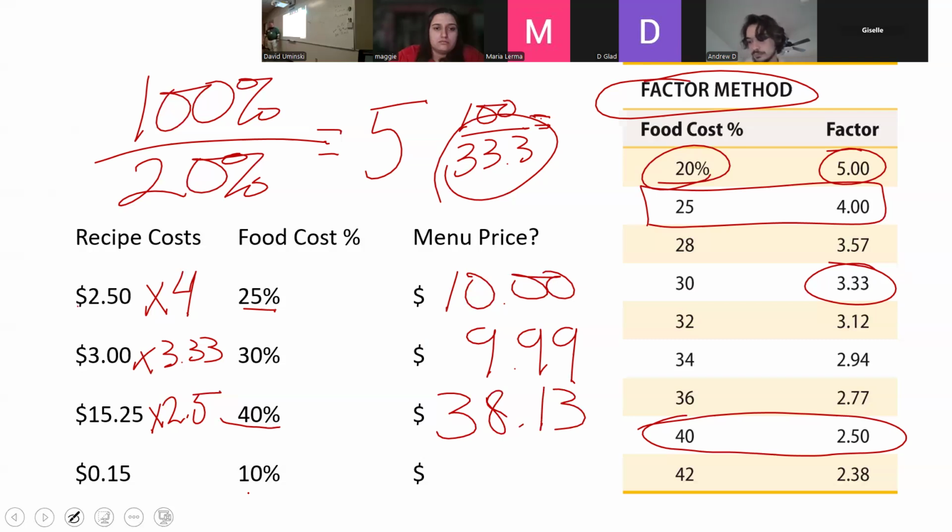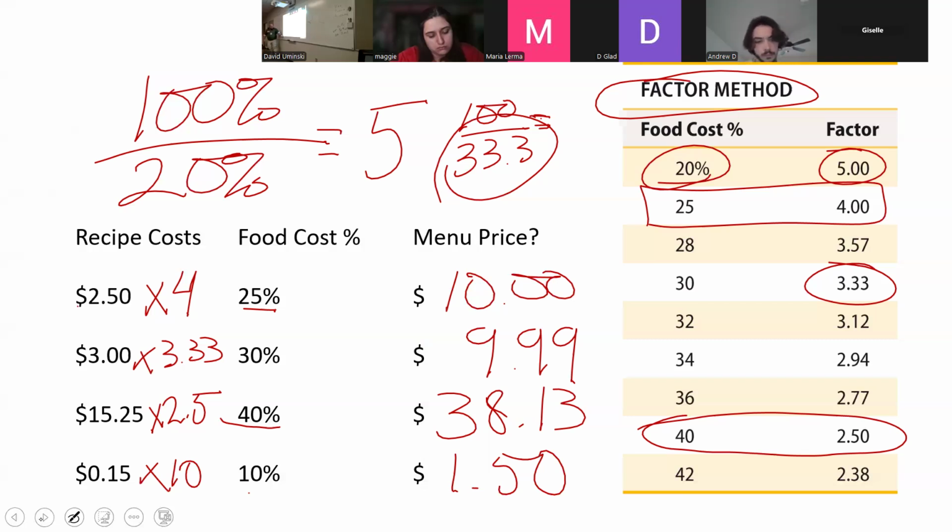And then the last one, what is our factor for 10%? It would be 10. Yes, 100 divided by 10 is 10. I'm going to multiply 15 cents by 10 and get $1.50. Now, again, this is one method of pricing. You don't have to do everything the same method. You can change things around a little bit.